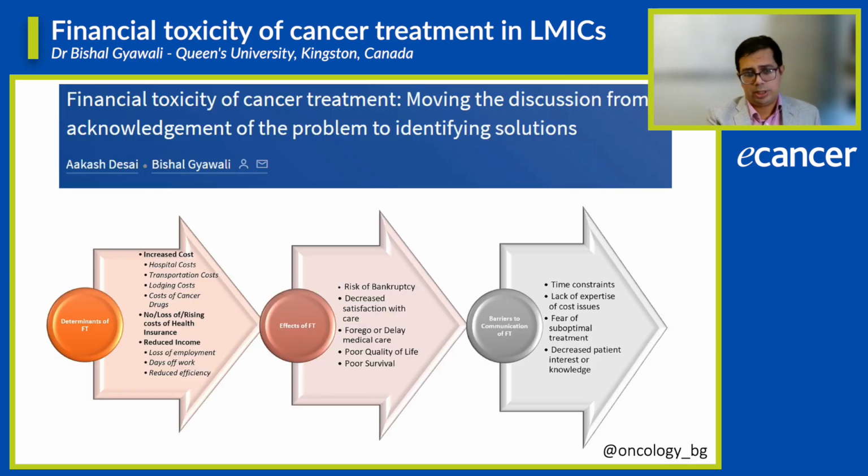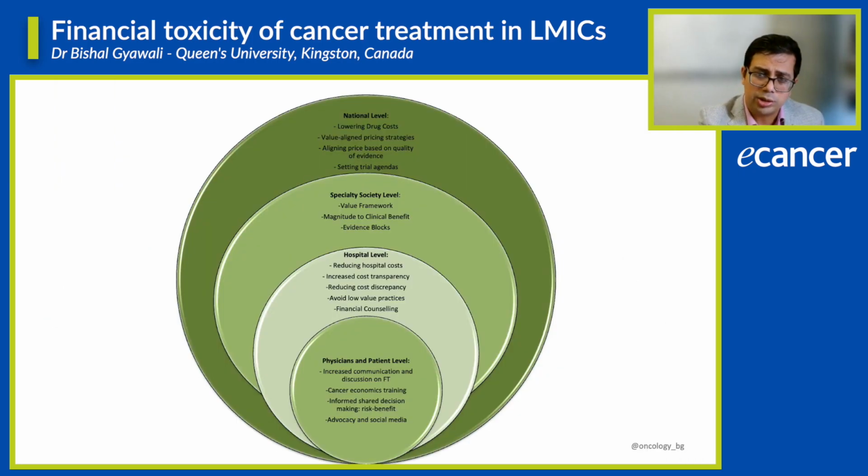So what can we do about it? That's the question. So first, when we have thought about these determinants of financial toxicity, what causes financial toxicity, and then we know about the effects of financial toxicity, now the issue is to communicate these problems well and to brainstorm the solutions. And these solutions can be thought of at different levels. There are things that we can do at physician-patient level. There are things that we can do at hospital level, at society level, like institutional societies like ASCO, ESMO level. And then there are things that can be done nationally and internationally.